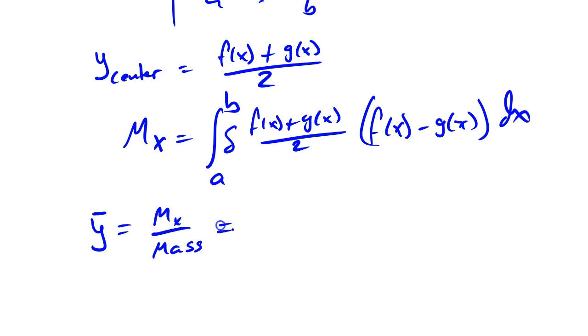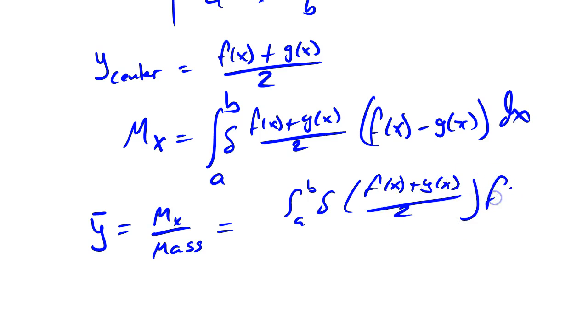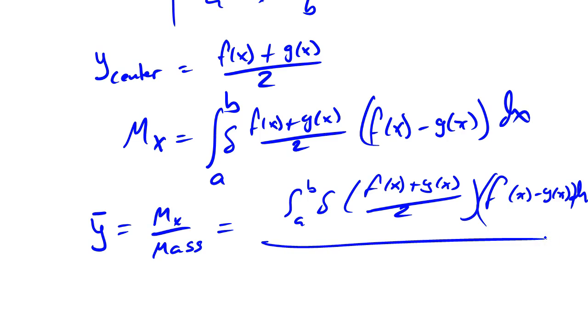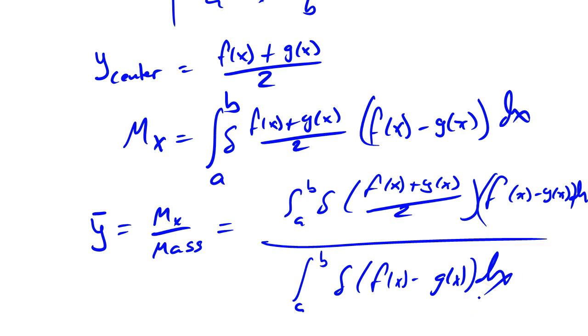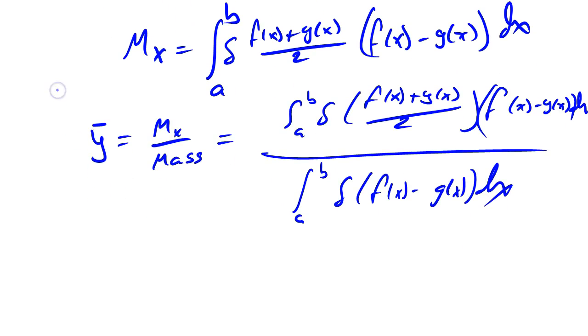Here we go. So this would be the integral from a to b of the density times f of x plus g of x divided by 2 times f of x minus g of x dx. Let's put that in parentheses. And all divided by the mass, which is the integral from a to b of the density function times the area, so f of x minus g of x dx. Again, in the case where you have constant density, you can cancel out the deltas because they factor out and cancel.